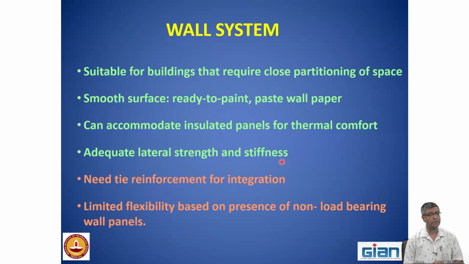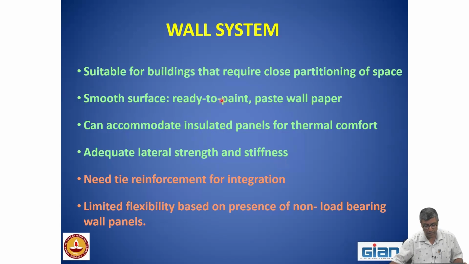Next comes the wall type system. That means we finished with the frame type. Now we are moving to the wall type. Now when is it suitable? It is suitable for buildings that require close partitioning of space. It is just the opposite. In the frame construction we said we need open space, but now here we are saying that we need to have close space. I cannot go on doing block work in so close space, that will be very manual intensive.